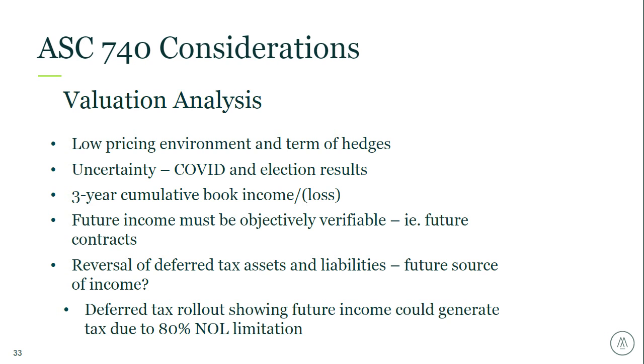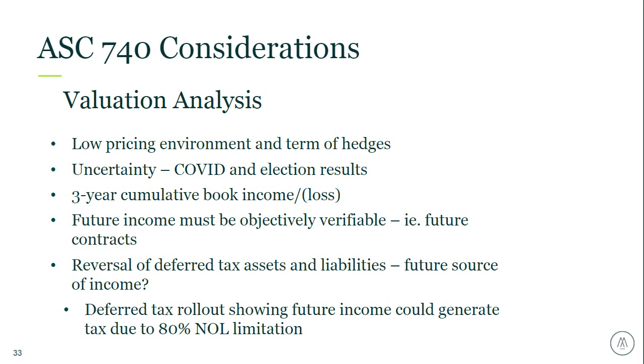So, historically, the heaviest weight of evidence is looking at 3-year cumulative book income or loss. If you're in a 3-year cumulative loss position, the general rule would be you should have a valuation allowance unless there are other factors to outweigh that.